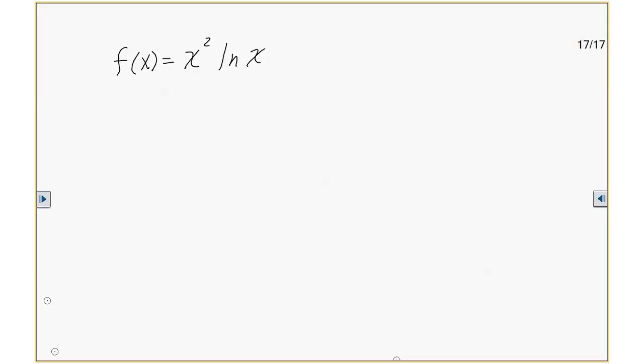You might combine the x's and say the natural log of x to the third power. That's not it. It wouldn't be 2x squared. No, okay.